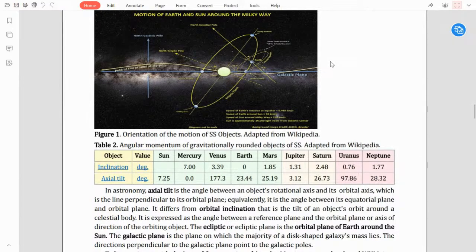Table 2, angular momentum of gravitationally rounded objects of the solar system. There are two parameters: inclination in degrees, and you can see the variation of inclination from planet to planet, and axial tilt. That is a huge difference, from 0 to about 98 degrees.